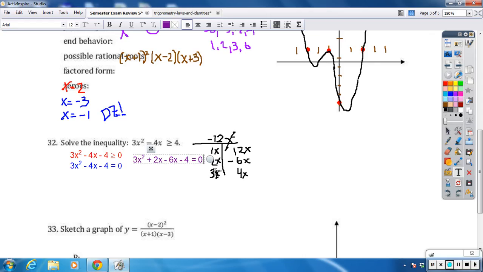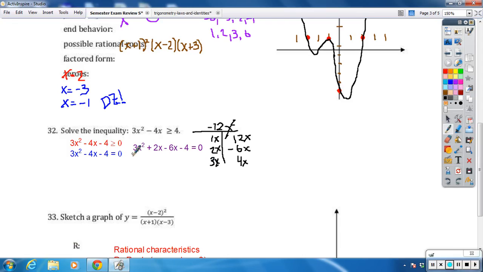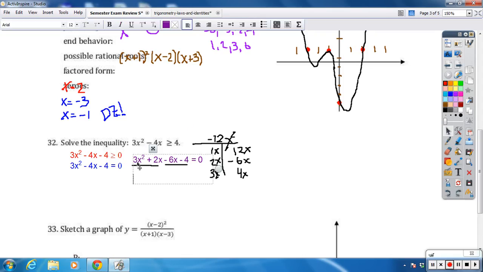Now I'm going to group together the first 2 terms and take out what the first 2 terms have in common. I'm going to group these together and group these 2 together. If I look at my first 2 terms, I have 3x squared plus 2x. I can remove an x. And then what stays inside my parentheses is whatever is left over after I divide by x.